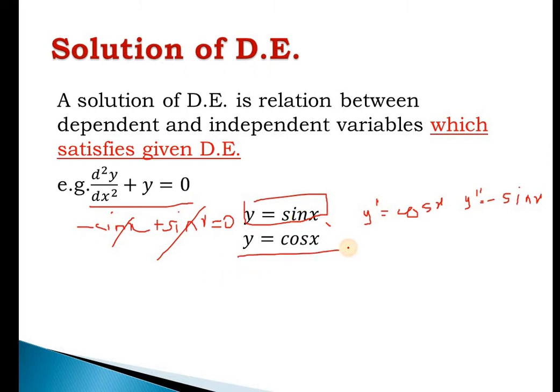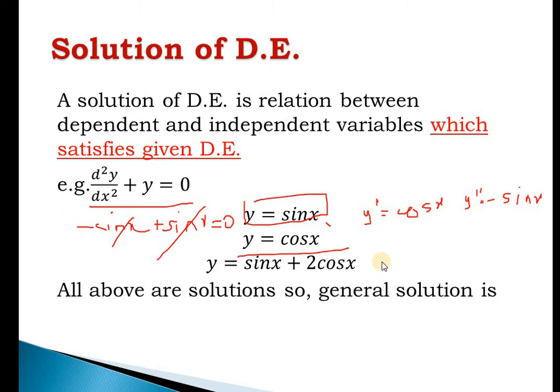Similarly, you can check for y is equal to cos x. The first derivative is minus sin x, the second derivative is minus cos x, and then minus cos x plus cos x is 0. So this is also a solution. Similarly, sin x plus 2 cos x is also a solution. So for this second order differential equation, sin x is one solution, cos x is another solution, and sin x plus 2 cos x or cos x plus 2 sin x, all are solutions.